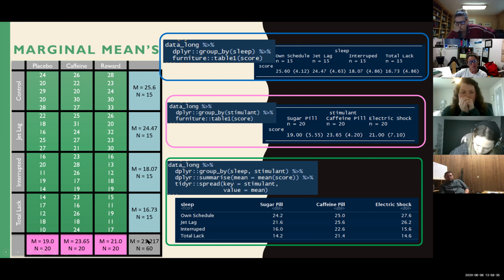This gray corner, I have the grand mean, and what's our total sample size? 60. Since there's only 3 stimulants, each stimulant has 20 in it. Since there's 4 sleep conditions, each one gets 15 because the 60 people have to be split up evenly.